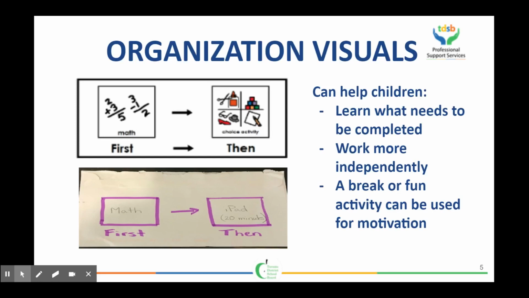First then visuals can help children learn what needs to be completed, work more independently, and a break or fun activity can be used for motivation. A first then visual shows the completion of a work activity and then, in this case, gaining a reward. You can draw a simple picture for a child who does not read. For those who do read, a simple written first then board using words can be made, even on a scrap of paper.